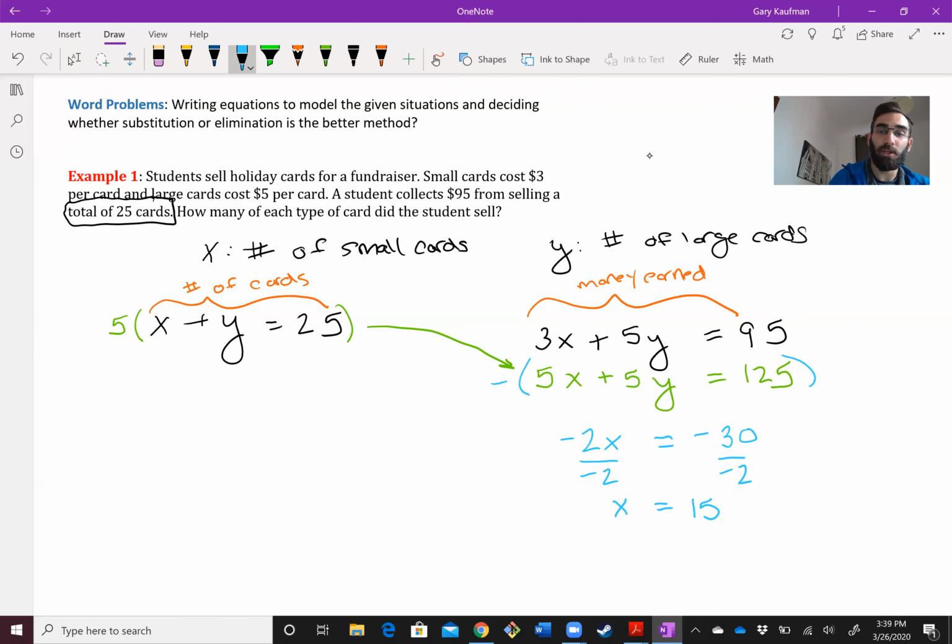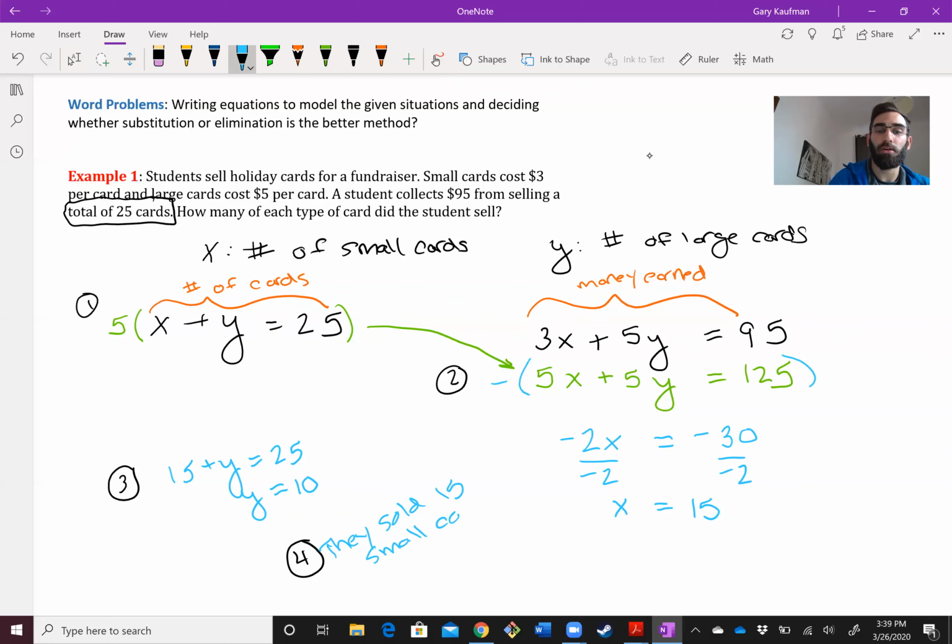I'm now going to think about how many large cards. So this is what I did first. So let's see, I first did this, I then did this. And then over here, I thought to myself, okay, 15 plus y is going to be 25. So y equals 10. And last but not least, I'm going to write my sentence and say they sold 15 small cards and 10 large cards.